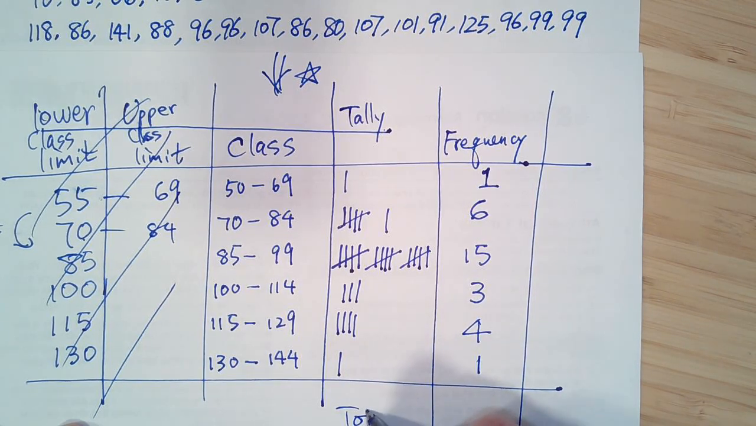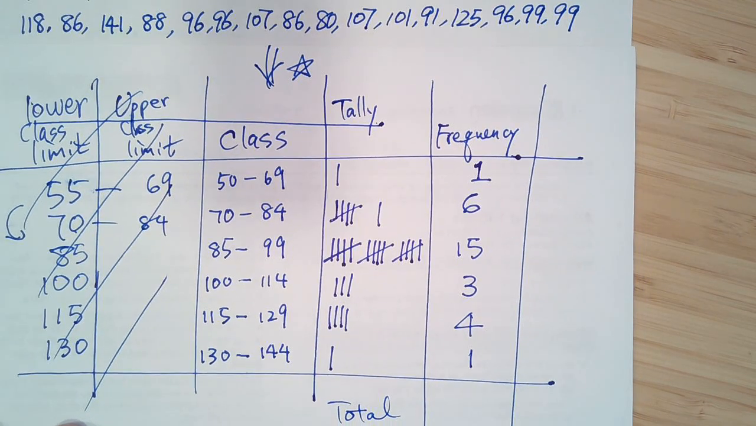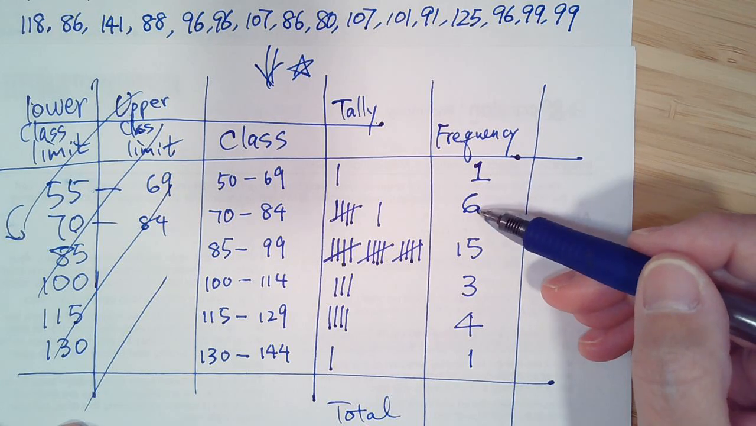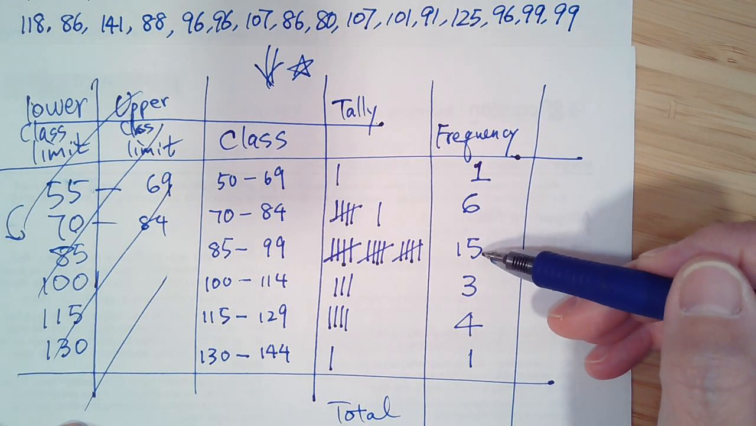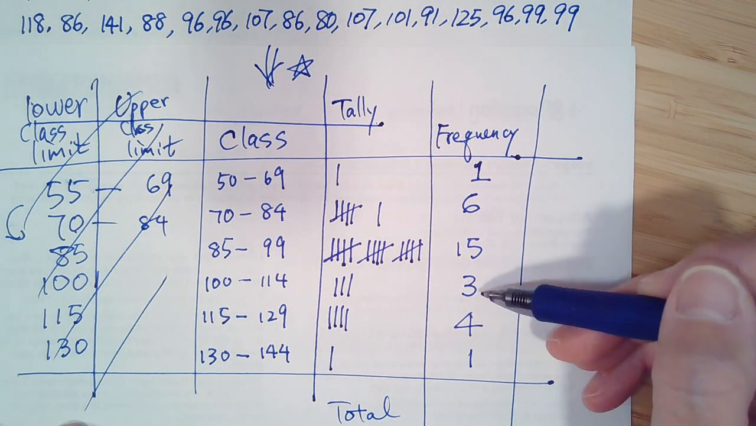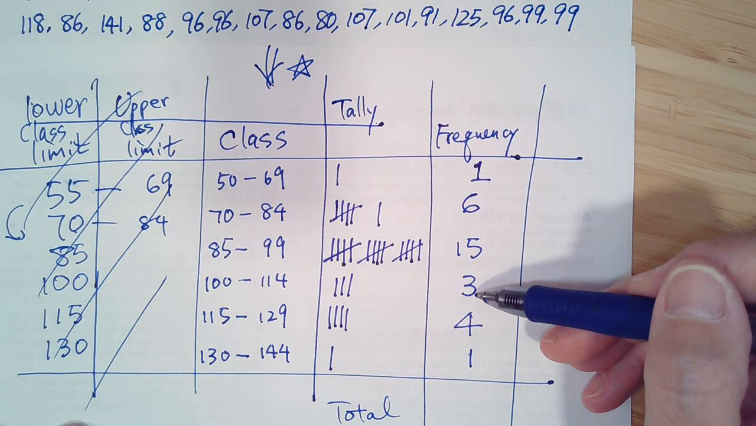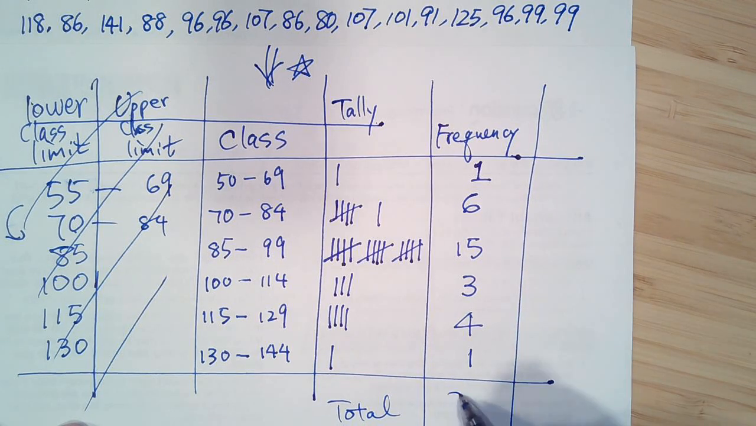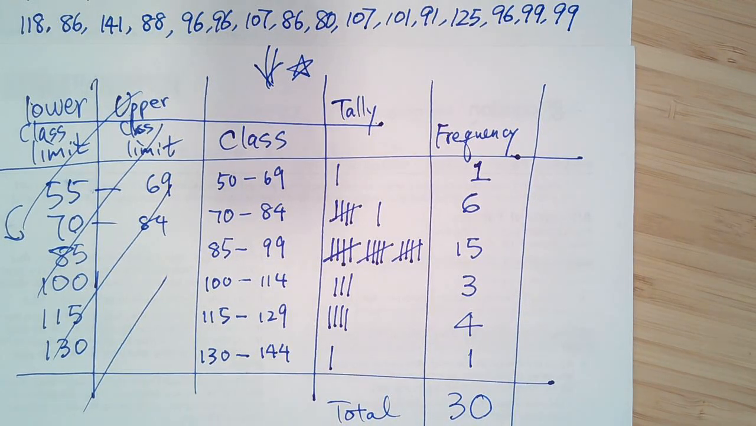And I always do this. I always write a total at the bottom. So I go 1 plus 6, which is 7, plus 15, 22, plus this 3 is 25, then 29, 30. So once you have this magic number 30, you know you're doing things right. At least you're not missing too much, right?